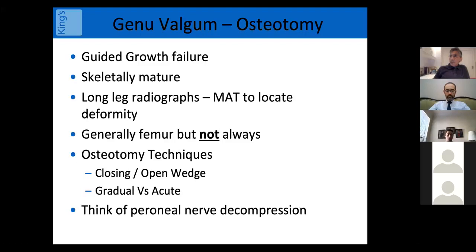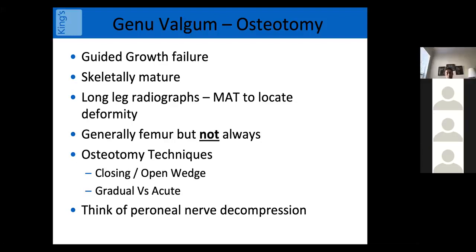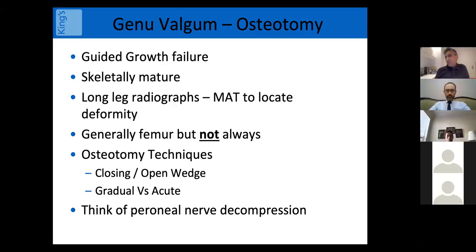So when is osteotomy required in genu valgum? Particularly when guided growth fails, or there is not enough time, in a child within 1 year of skeletal maturity, unlikely to respond much to 8 plates. And it's very, very important, once you get to that stage, to do long leg radiographs, and we have done malalignment tests on day 1, and that's what you need to do to locate the deformity.